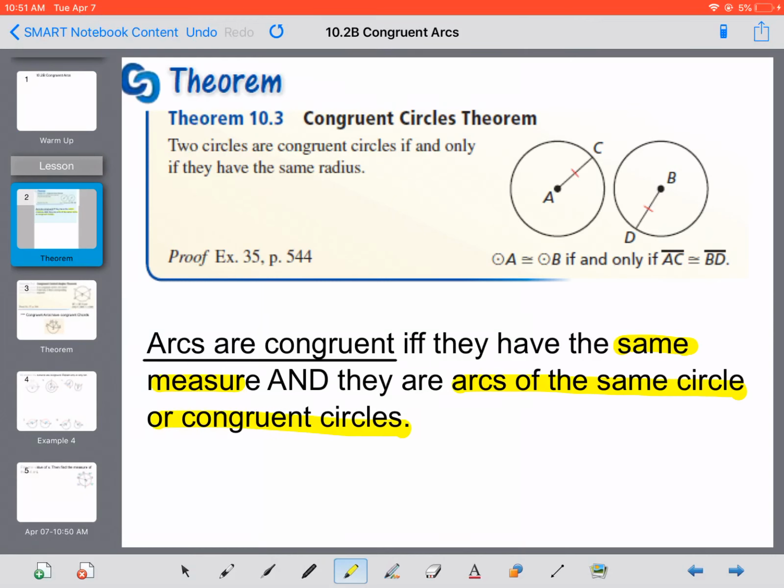So what's important here is this word "and." Both of those have to be true. They have to have the same measure, but they also have to be arcs that are within the same circle, or we know that the circles are congruent. That means that the radiuses must be the same.